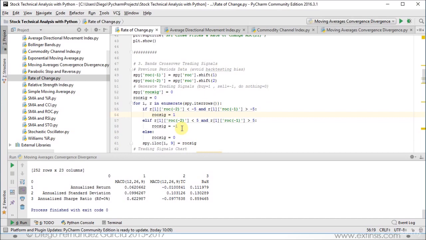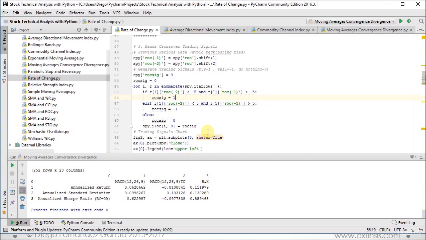which we ask if our second previous period rate of change was less than 5 and the previous period rate of change was greater than 5, then we have a signal of -1, which is sell. If none of these two conditions is met, then we have 0, which is do nothing. Again, these parameters of -5 and 5, which are the thresholds, can be modified according to your needs.